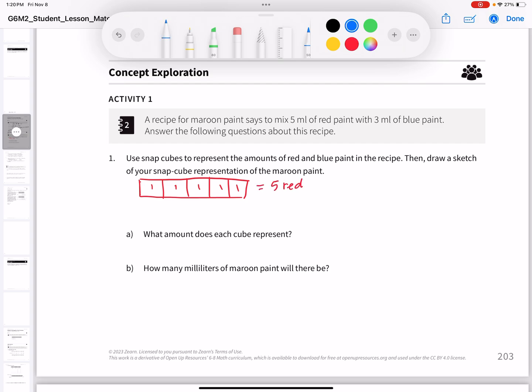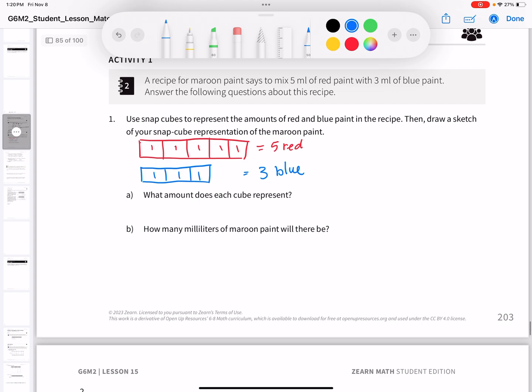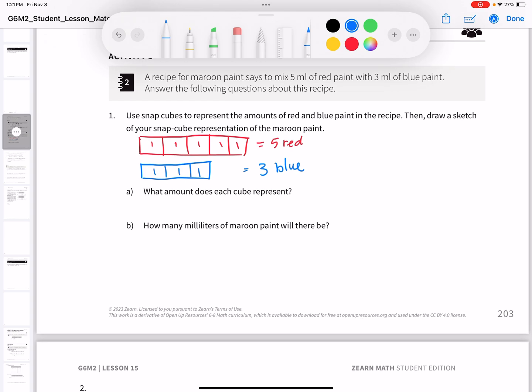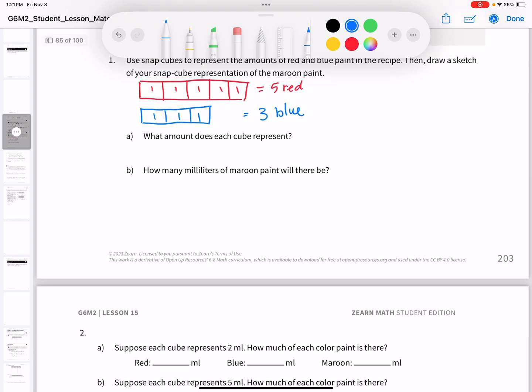And then we're going to draw 3 milliliters of blue. And notice I've made them look equal. So we have 3 blue. Okay. So we've drawn our sketch. What amount does each cube represent? Well, there are 5 boxes here, so 5 red, and 3 boxes here, 3 blue. So it should represent 1 milliliter of paint. Each box represents 1 milliliter of paint.